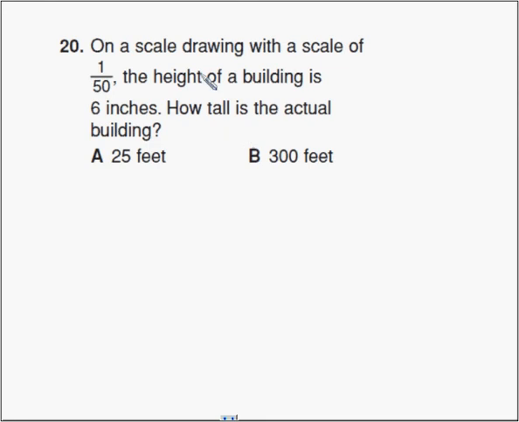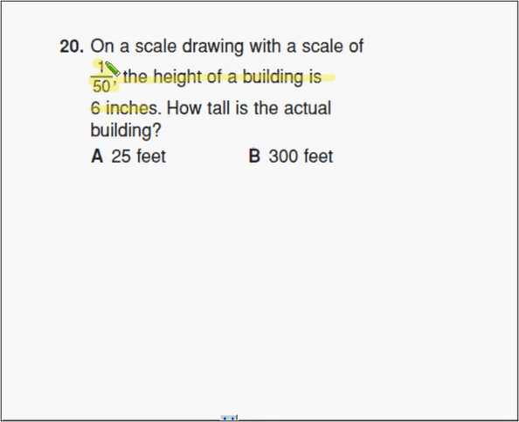On a scale drawing, now here's a little tricky part. We're not comparing one shape to itself. On a scale drawing with a scale of 1 to 50, the height of the building is 6 inches. How tall is the actual building? Well, they kind of left something out.